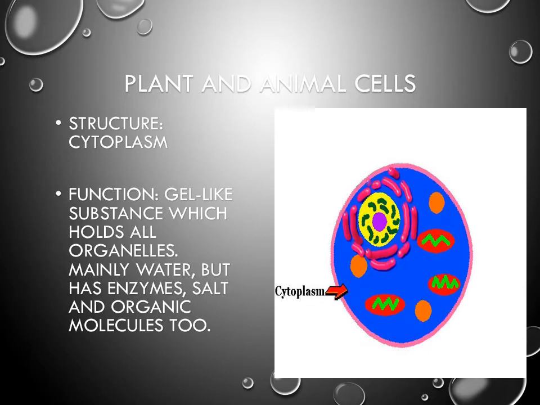Again, both plant and animal cells have cytoplasm. The function of cytoplasm, first of all, what it is, it's like a gel-like substance. I explained it in class as kind of like a jello, and all the organelles are sitting in the jello-like substance. So it's mainly water, but there's also enzymes, salt, and organic molecules as well that help hold the organelles in place.